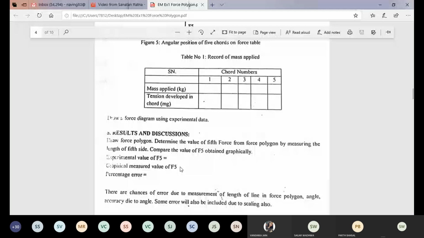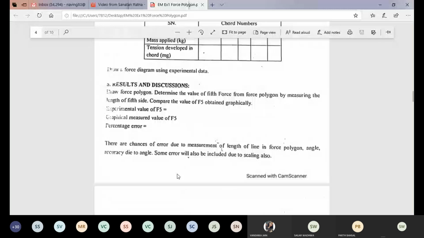The measured value is the value that you get after making the polygon, and the experimental value is the value of the different weights which are put on the pulley. So just calculate those weights, and after calculating the weights, you will get the experimental value here, and the graphical method value after making the polygon. So the percentage error will be graphical method value minus experimental value, upon the experimental value, into 100. This is the percentage error that you will be getting.